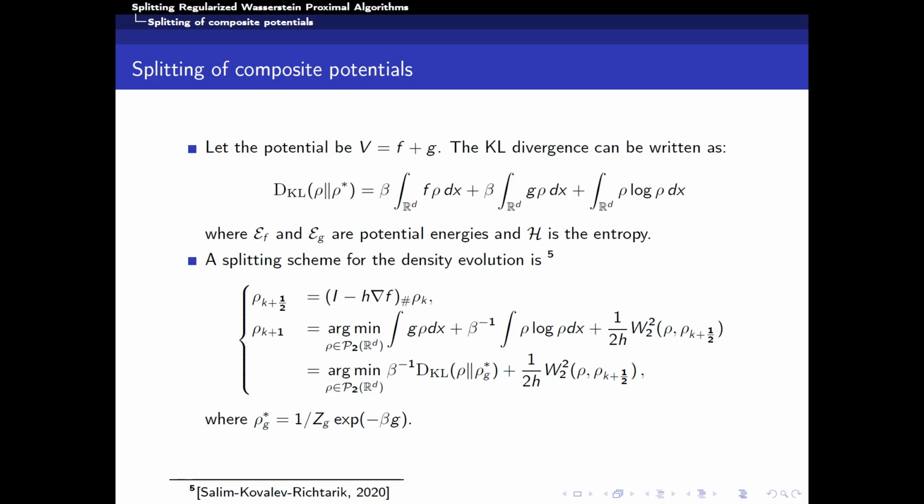Something very interesting over here is that for the first two terms, we can do some kind of combination. If we call rho J star the density with the log density of J, then we can rewrite the second step as a KL divergence plus the Wasserstein distance. What this reminds us of is exactly the JKO scheme.